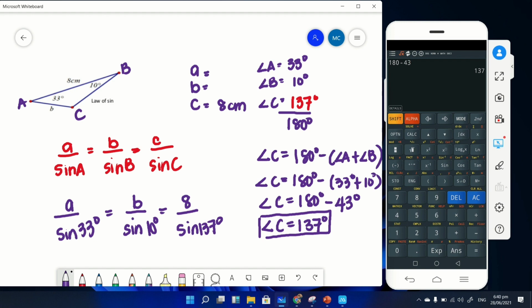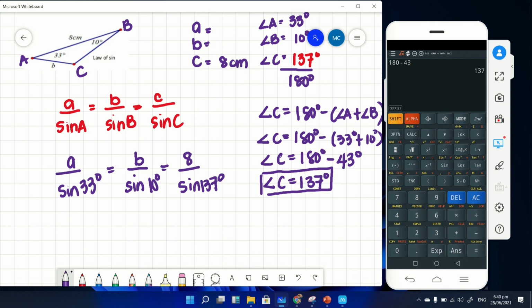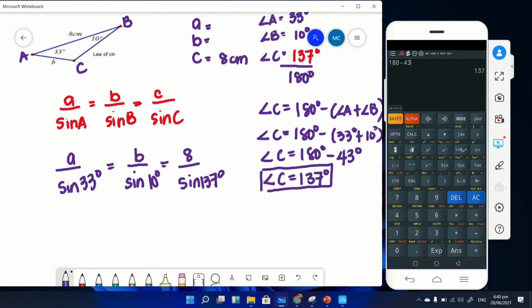By the way, bakit sine law ang ginamit natin? Remember, dapat mayroon tayong pair na tinatawag. We have given side and angle. Okay? So that's the reason why we apply here law of sines. Next na gagawin natin is we're going to solve side A and side B. So unahin muna natin si side A. So kunin natin yung proportion na ito. So we have A all over sine 33 is equal to 8 all over sine 137 degrees.